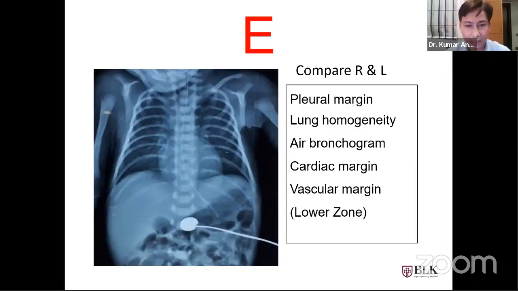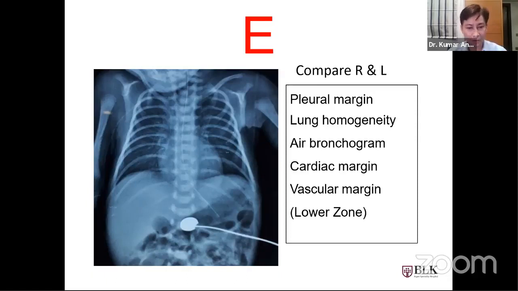So E means equal lung field. You have to compare the right thoracic cavity versus the left thoracic cavity. Look for the pleural, visceral and parietal pleura, and look for the lungs' expansion. Calculate the degree of inflation by calculating the anterior ossification area, and look at the lung homogeneity. Ideally it should be bilaterally homogeneous.